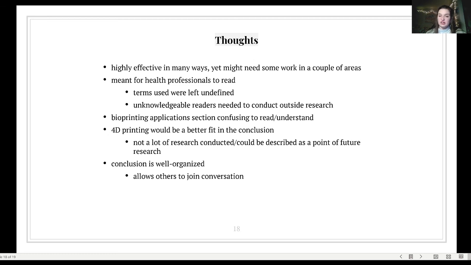The Bioprinting Applications section of the paper seemed to have so much information packed into one section, it became confusing to read and understand, making it difficult for readers to obtain much helpful information about the histories of various reconstructions. I believe that the 4D printing section of the paper would be a better fit towards the conclusion, since there has not been a lot of research conducted about the topic, and it could be described as a point for future research instead. The conclusion of the paper seemed to be well organized and thought out, and there were a wide range of future research and application options, giving other experienced individuals the opportunity to join the conversation and conduct more research.